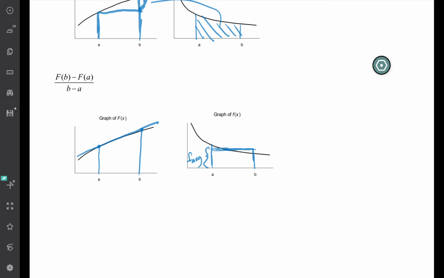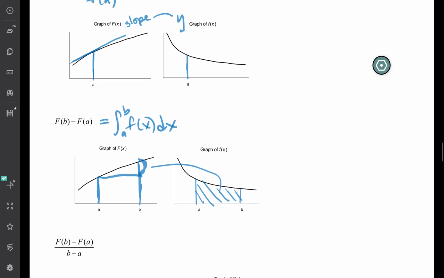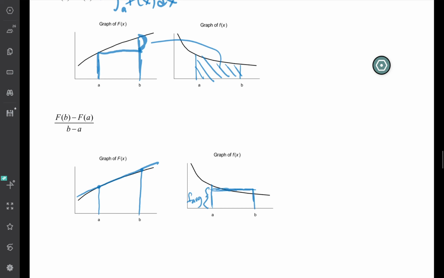Okay, so we should be able to visualize these and make those connections between big F and little f now that we have this first fundamental theorem. And a decent chunk of that is just this recognition that when you see big F of b minus big F of a, you're thinking that's the same as integral. When you see that divided by b minus a, you're recognizing that's average value.